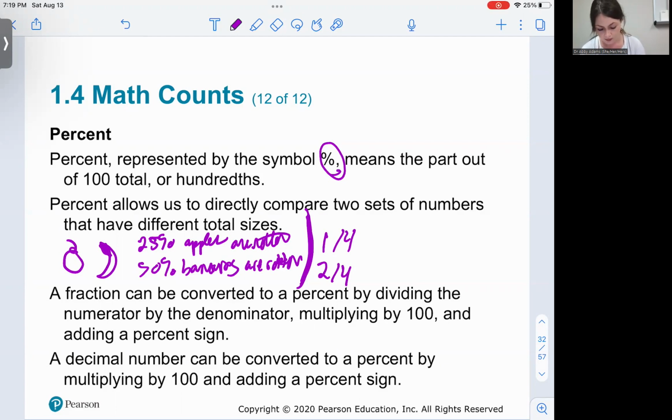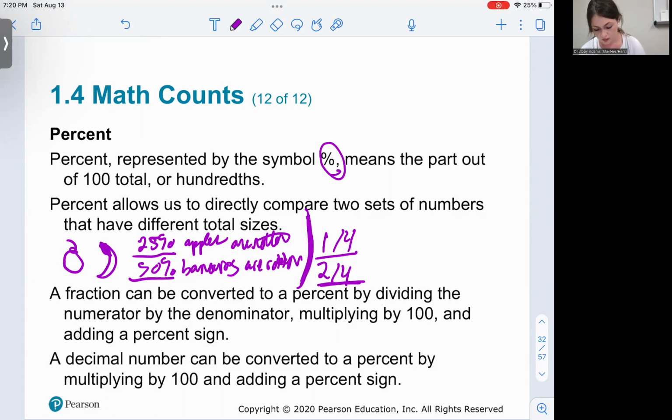maybe if you had 100 apples, then that would mean 25 of those apples are rotten. So the percent is, it gives you a certain bit of information, but it doesn't tell you totals without you knowing what that 100% total number is.